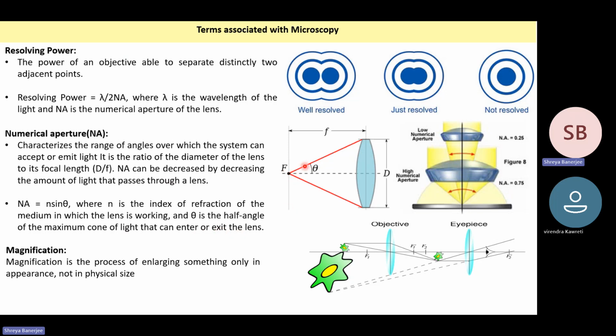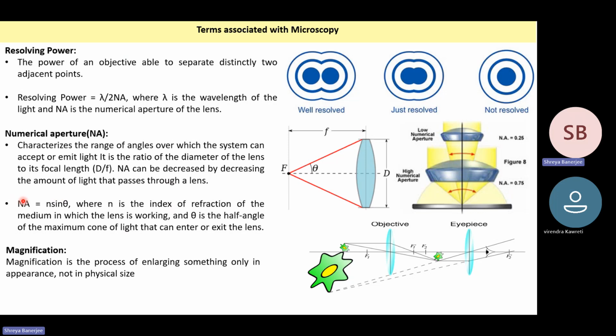So you can see the cone formed by the two red lines is the maximum cone of light that can enter the lens. If you take half of this cone angle, that is theta. So you take sine of theta and multiply by n, which is the index of refraction of the medium in which the lens is kept. So that is another mathematical expression for numerical aperture NA.